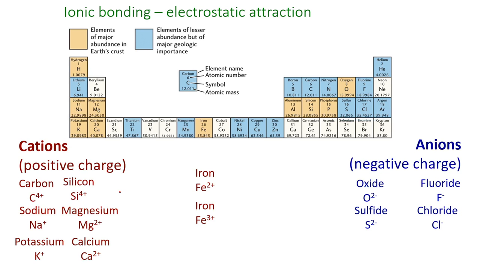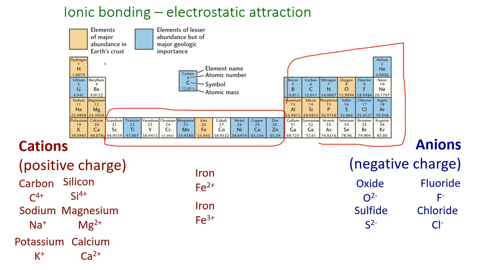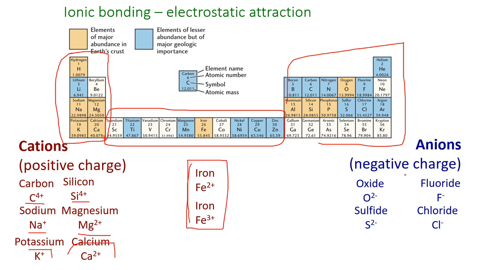Now, there are certain atoms, especially among what are called the transition metals, that can have some variation in charges, but these guys on this side and on this side of the periodic table are going to always have the same charge. Okay, so carbon is +4, silicon is +4, sodium is +1, magnesium +2, potassium +1, calcium +2. Iron here can be 2 or 3. Okay, and then oxide is always -2.